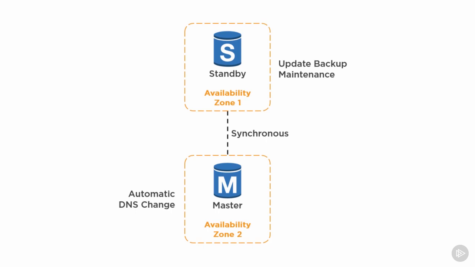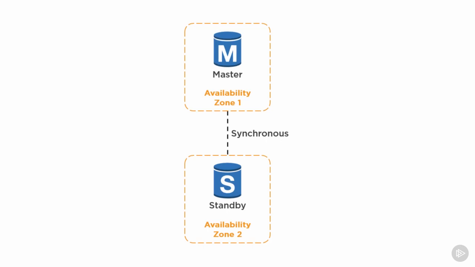It was the standby. But when you flip the DNS, you are assuming that that standby is up to date, and that then gives you the option of updating, backing up, or maintaining the new standby, the previous master. And then when you're ready, it'll just fail over that DNS again, and it goes back to being master and standby. Now, in the event of a read replica, the read replica is a little different.